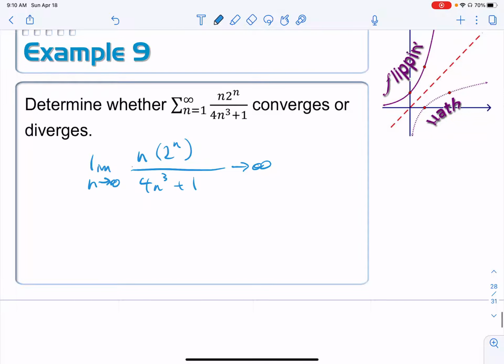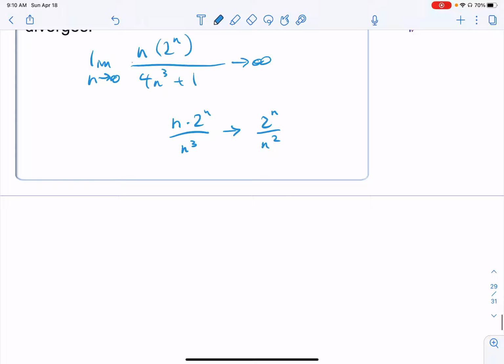But let's say we didn't notice that. And let's boil this down to its most dominant terms here. It's going to be all of this stuff over all this stuff. Forget the 1. Here I can also forget the 4 if you want to. And I'm going to go n times 2 to the n over n cubed. Cancel out a common factor of n, and I'd have 2 to the n over n squared. Okay, well, if you just look at that, this is exponential, this is power, which that thing is going to diverge by the nth term test for divergence again.